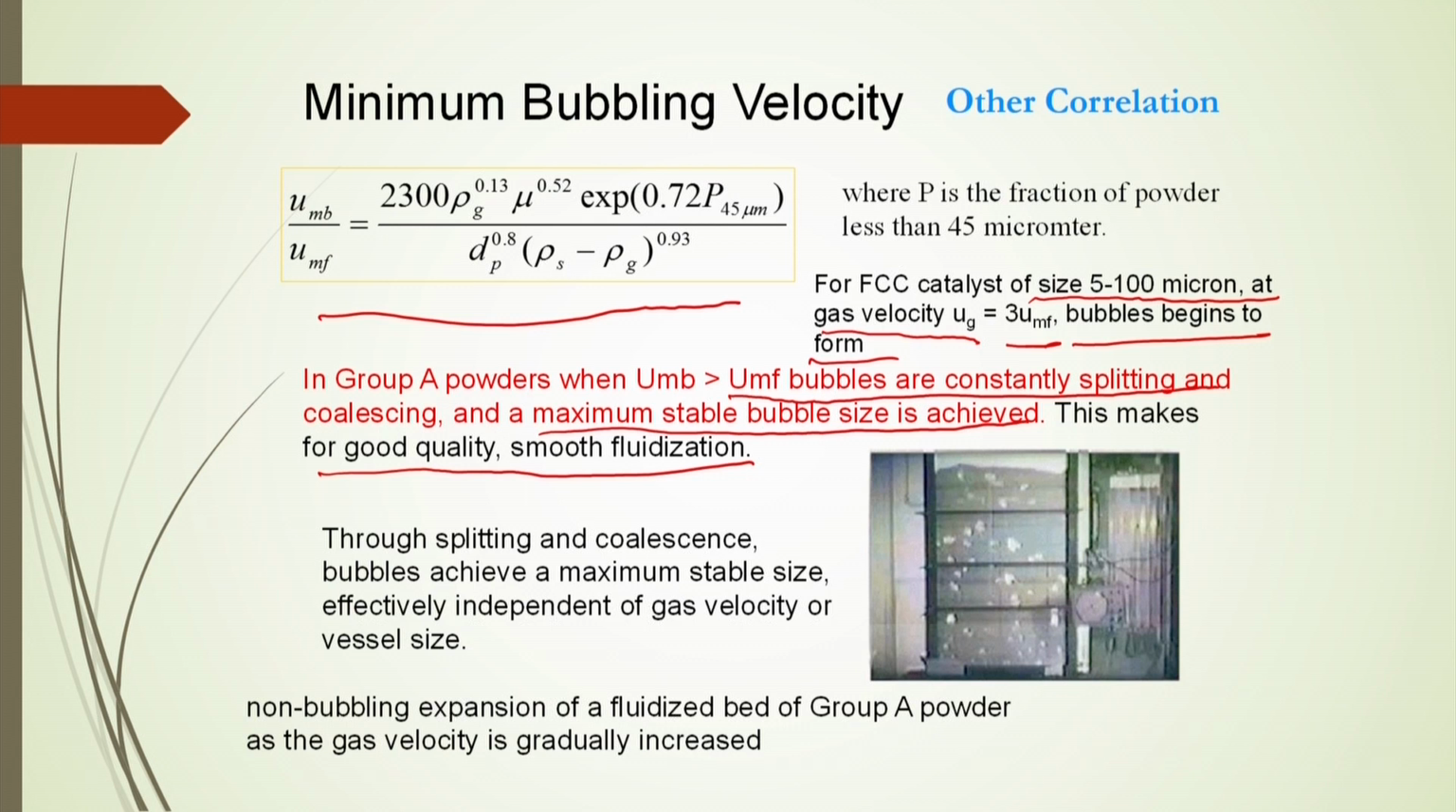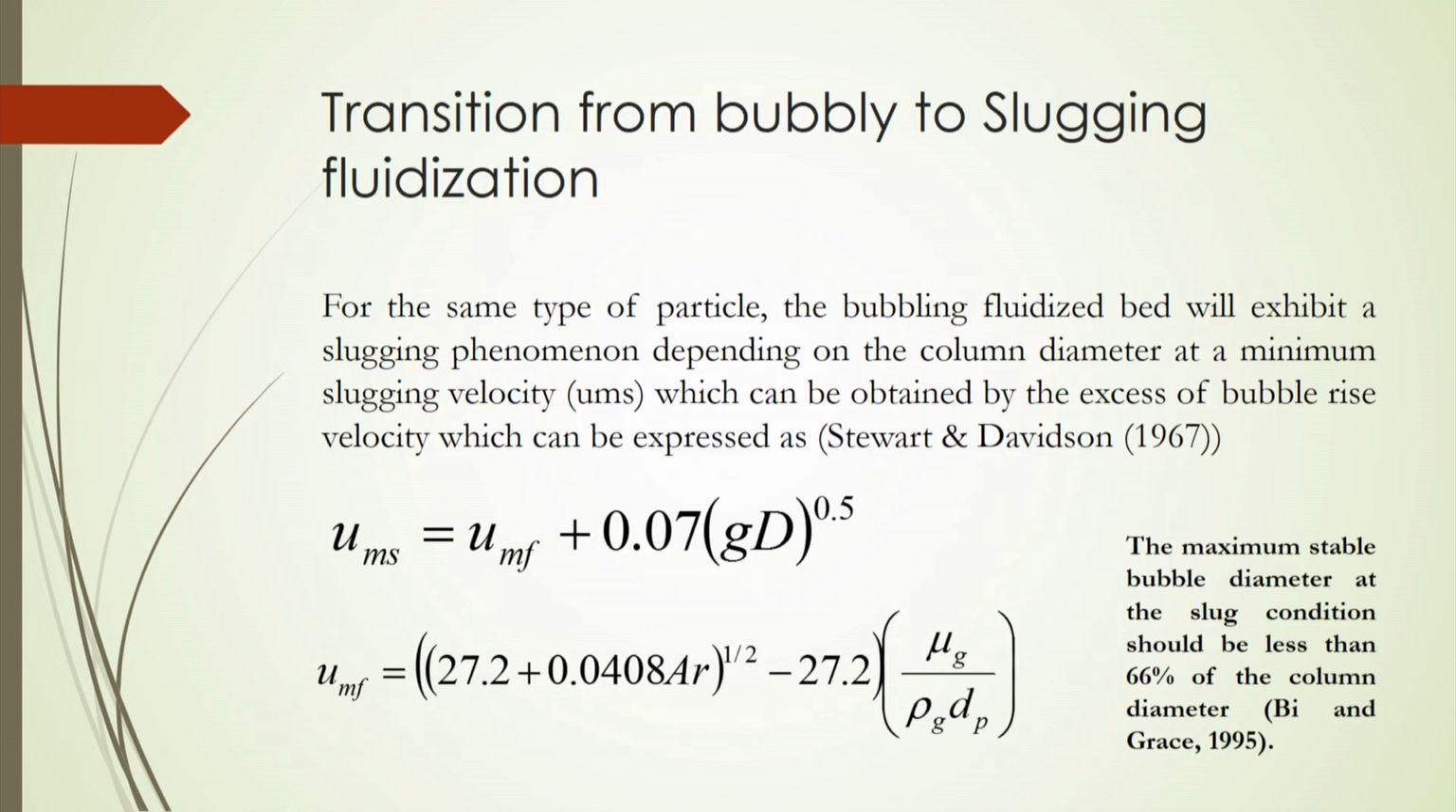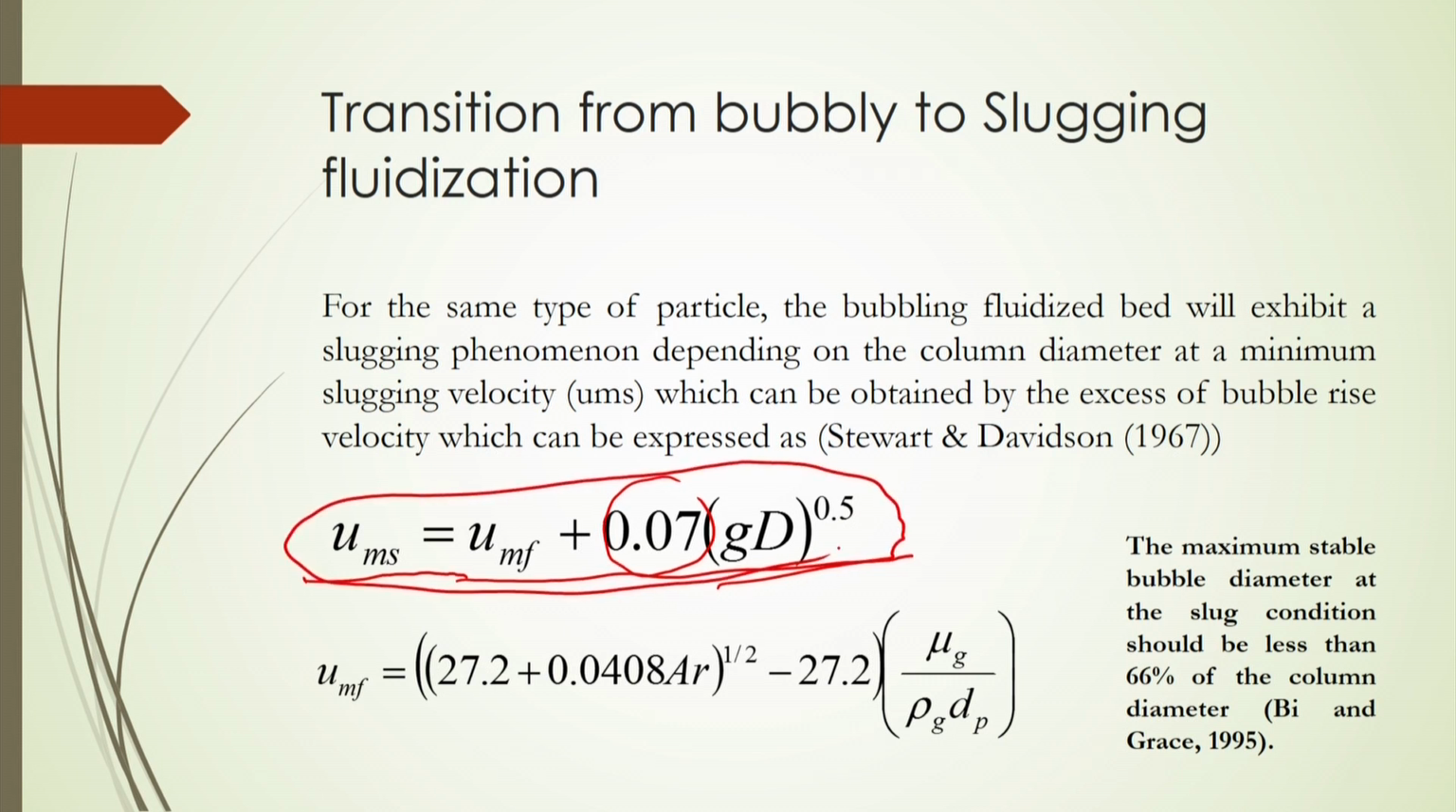Non-bubbling expansion of a fluidized bed of group A powder occurs as the gas velocity is gradually increased. Next, the transition from bubbly to slugging fluidization: the minimum fluidization condition for slugging is UMF equal to 0.07 times GD to the power 0.5. From this correlation you can get the minimum velocity for the slugging condition, and you can calculate the minimum velocity from this equation.